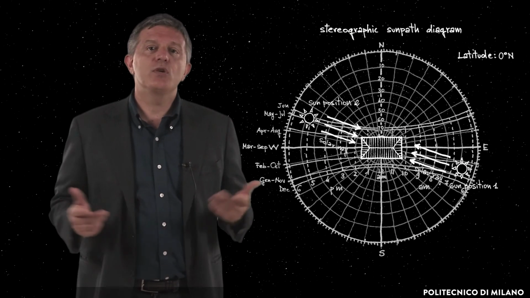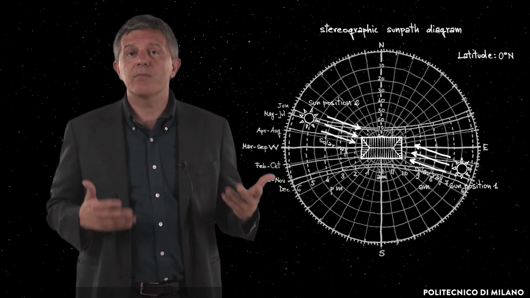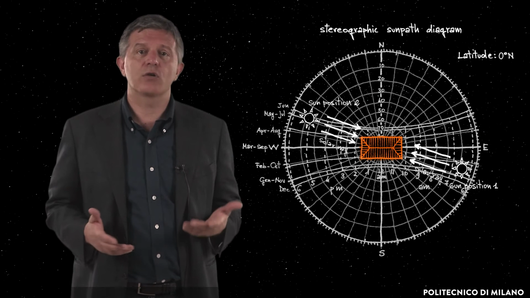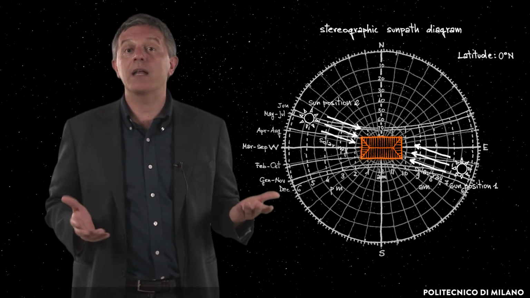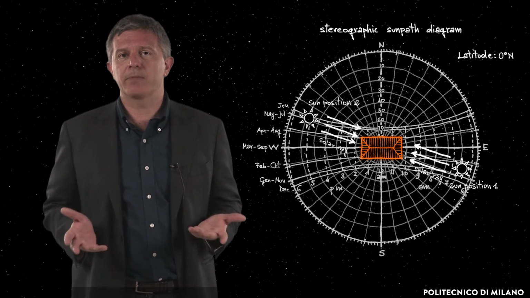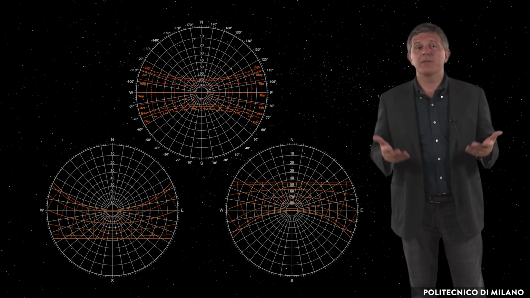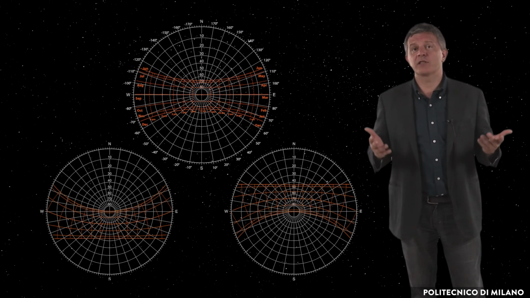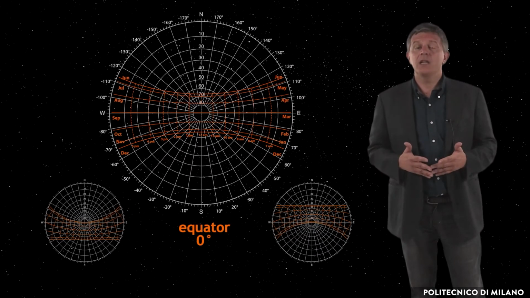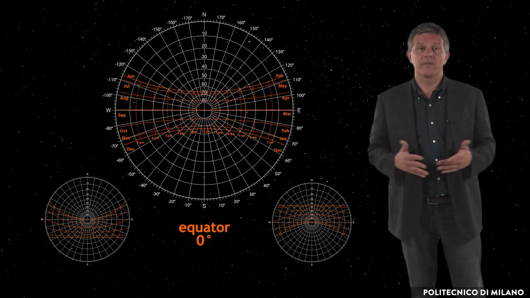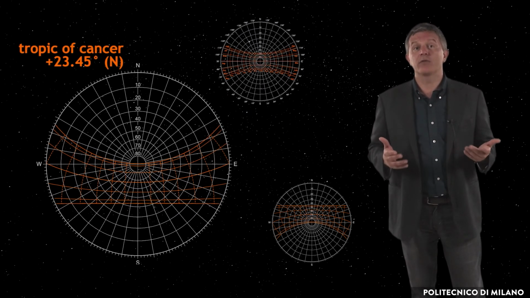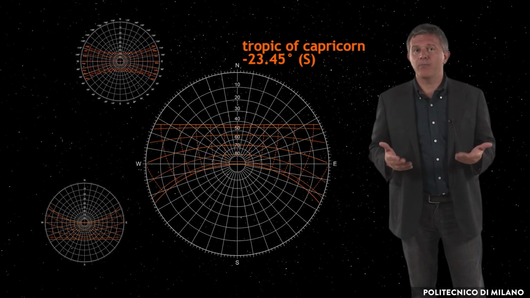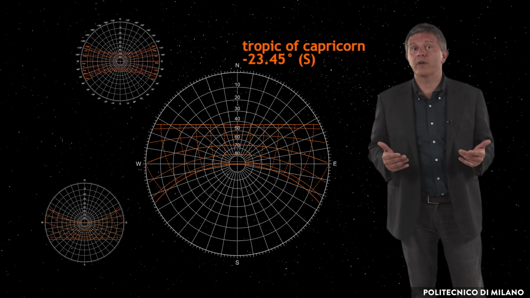The polar diagram can be used to study the position of the Sun in the different months of the year and at different hours, with respect to a building or to a group of buildings in order to understand which will be the most irradiated and which the shaded surfaces in the different periods. A specific diagram must be traced for each specific latitude because the apparent movement of the Sun changes with the observer's position on Earth. For example, here you can see the diagram related to the equator, to the latitude of plus 23.45 degrees north, Tropic of Cancer, and to the latitude of minus 23.45 degrees south, Tropic of Capricorn.